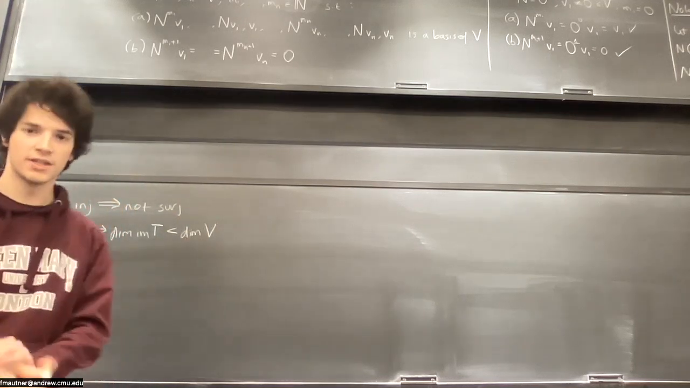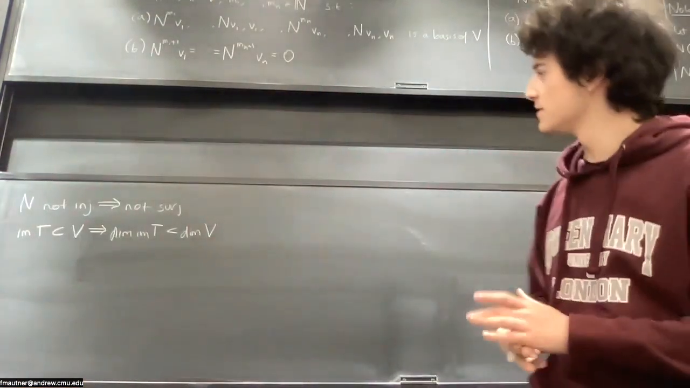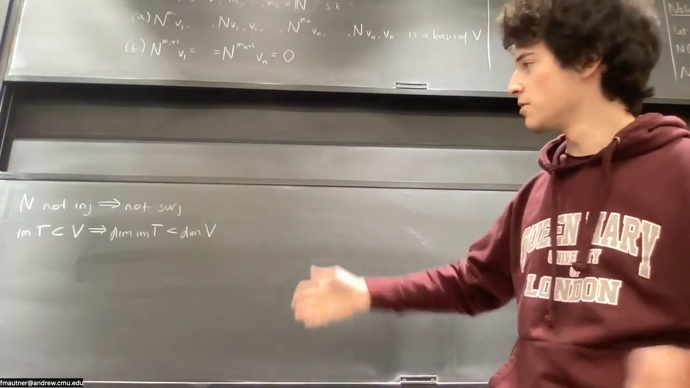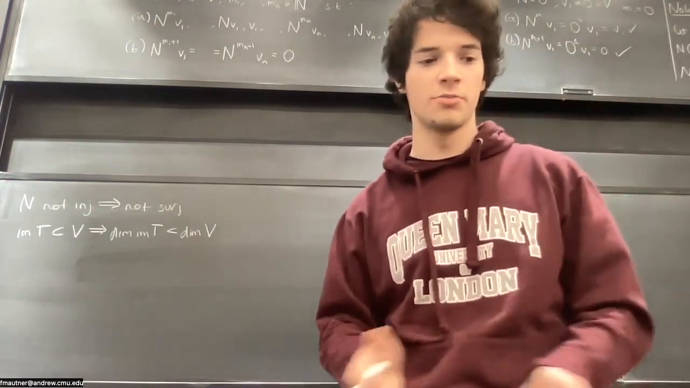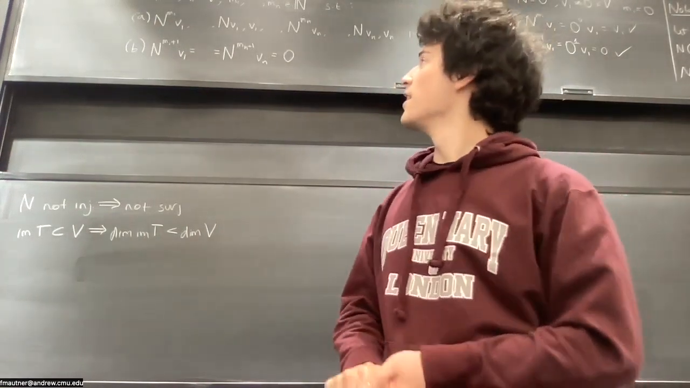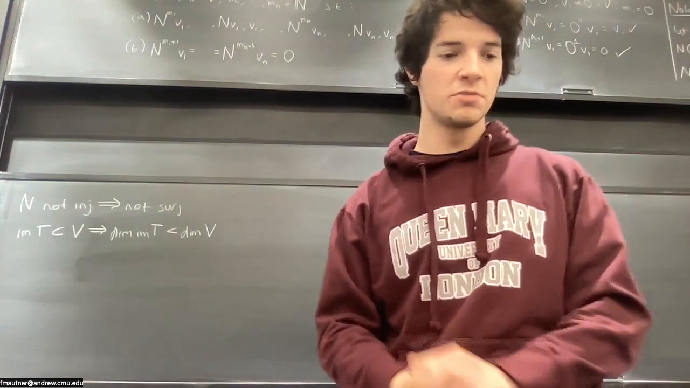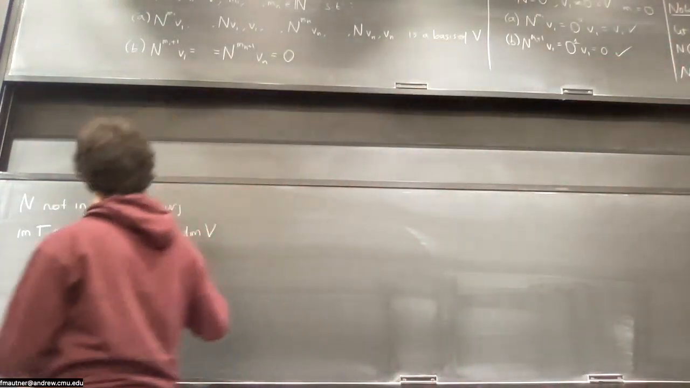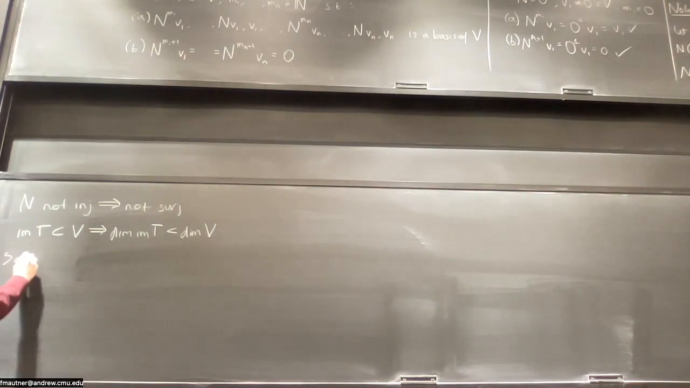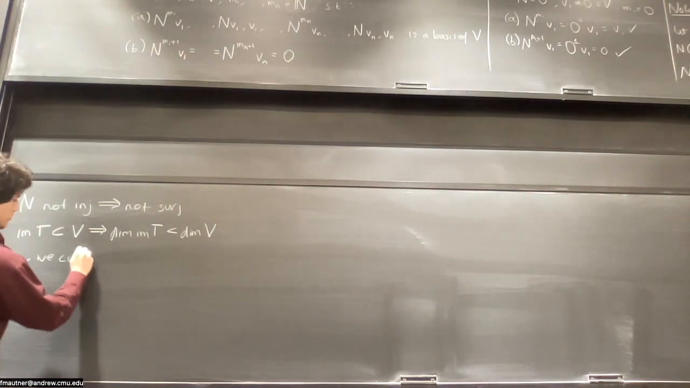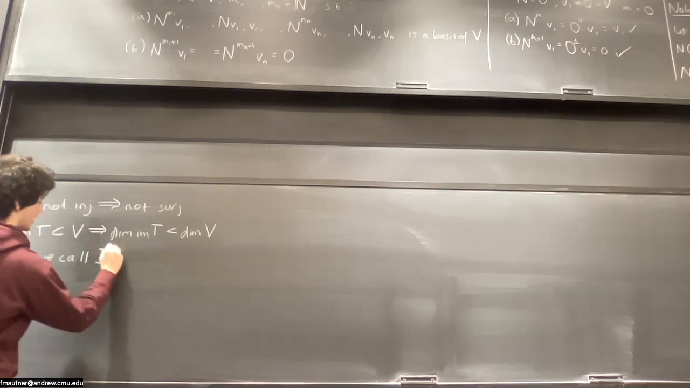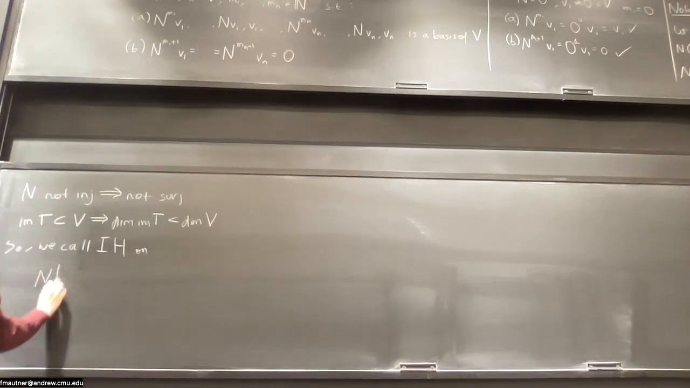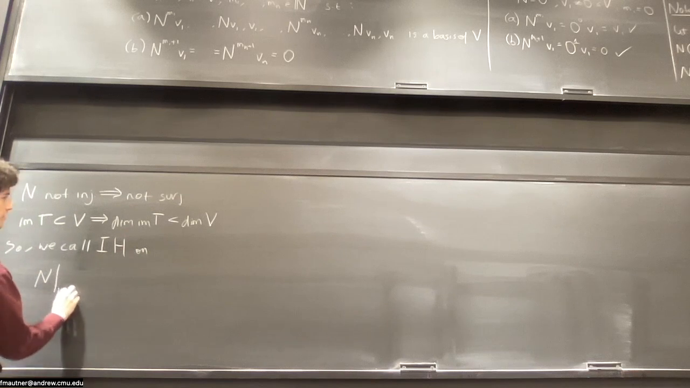And if we recall the induction hypothesis, our statement holds for every vector space that has dimension less than the dimension of V, which means we can call the induction hypothesis on the following restriction map. That map is simple: just N restricted to the image of N.